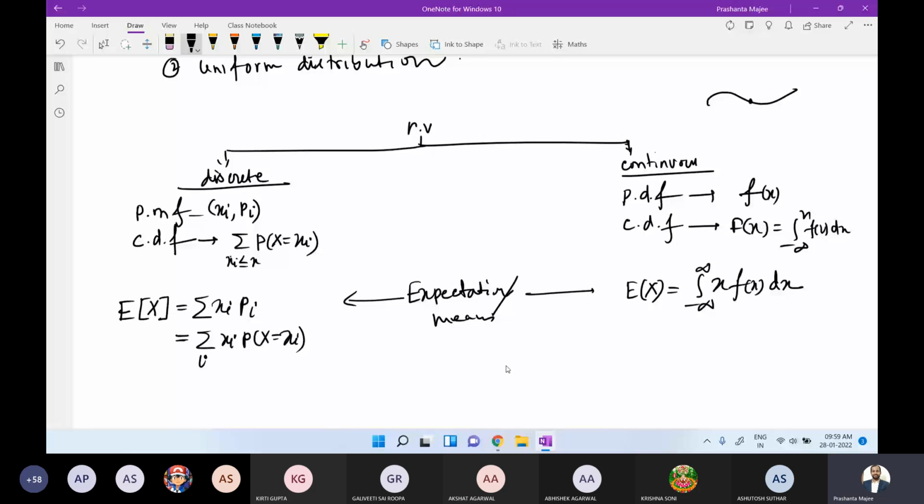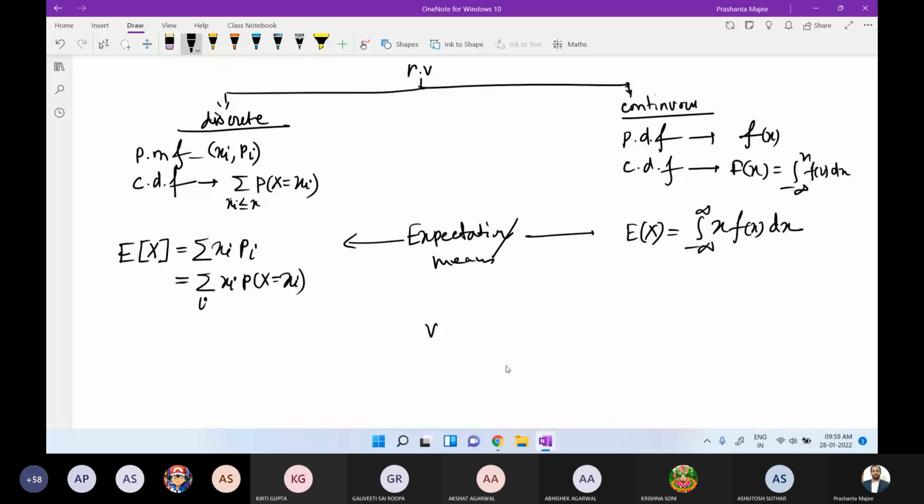Next is variance. How much variance is there in the discrete random variable and continuous random variable? So this is the expectation of x minus mu. Expectation is denoted by the symbol mu. So expectation of x minus mu squared, this is known as the variance.